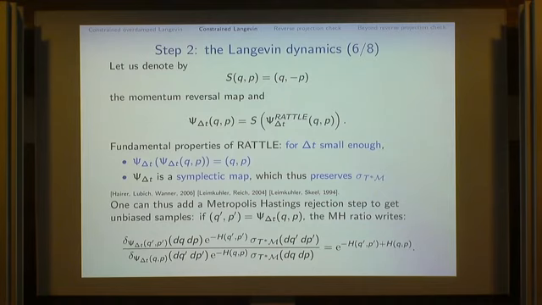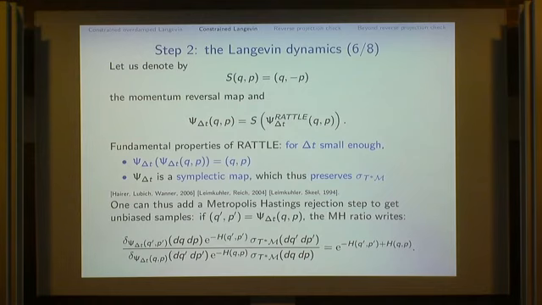There is an additional property which will be very useful in the following, which is that it is a symplectic map. Actually, we will not use symplecticity. We use something which is a consequence of it, and which is much less demanding, which is that it preserves the Liouville measure on the cotangent space. So these two properties are what we will need in the following to implement our Metropolis testing procedure.